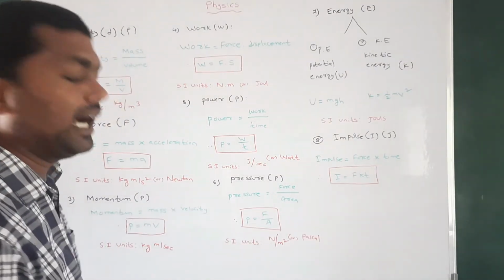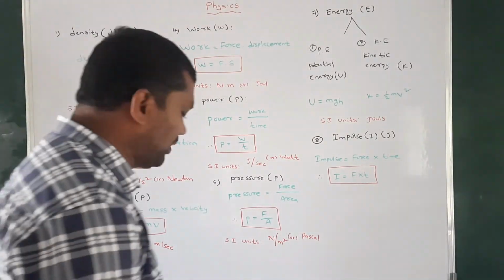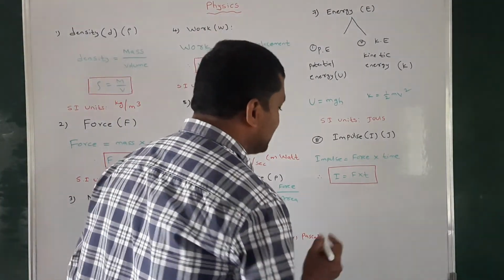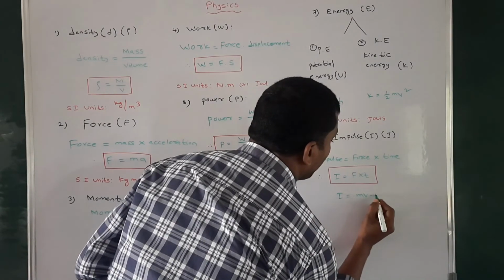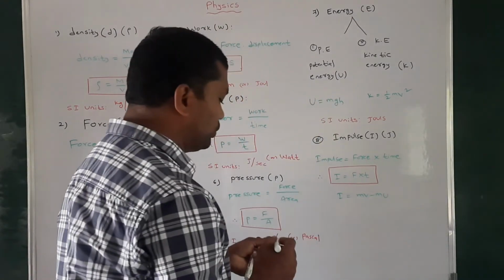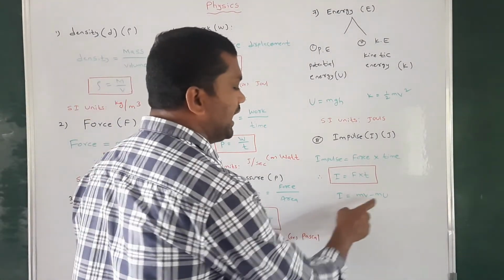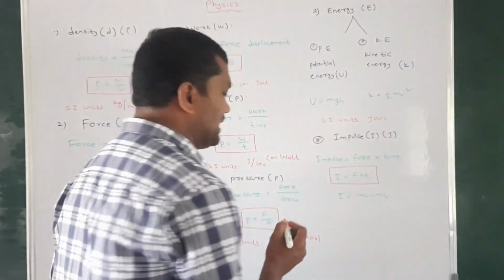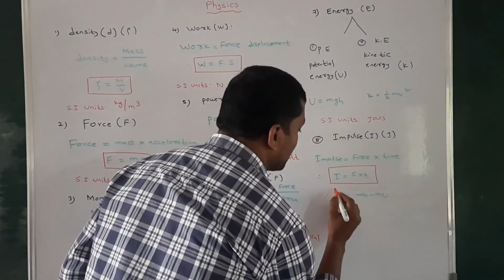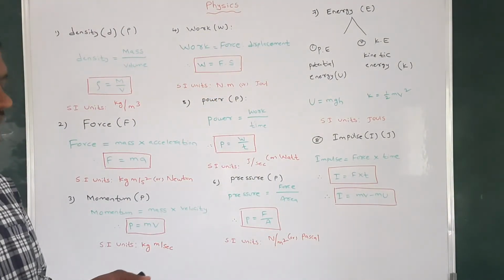Now we can take another formula of impulse. I is equal to mv minus mu, where v and u are the final velocity and initial velocity. So impulse is nothing but change in momentum. I is equal to mv minus mu.